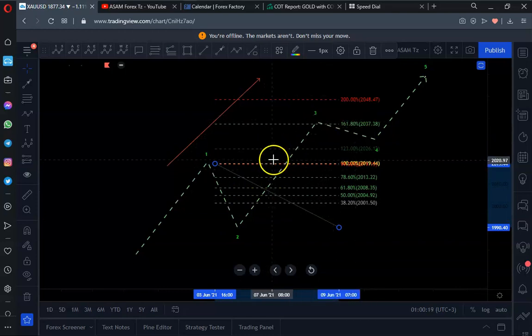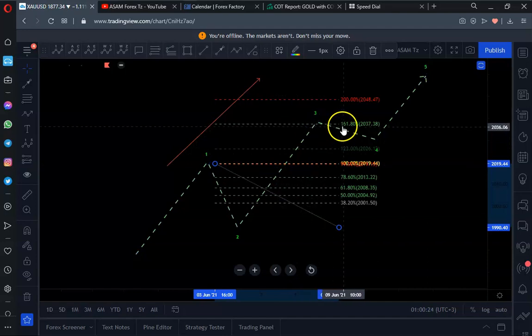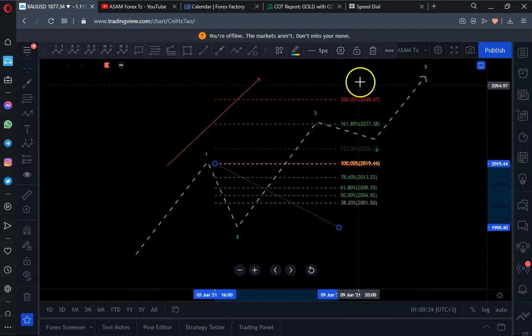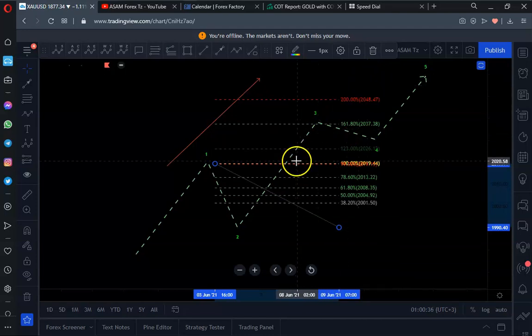So you'll find in our example here that the third wave ended at 161.8%. Usually it can be 161, it can be up to 200, and it can also be 1.0, which is equal to 100%. But it cannot be less than 100%.